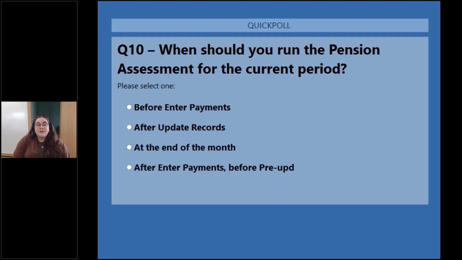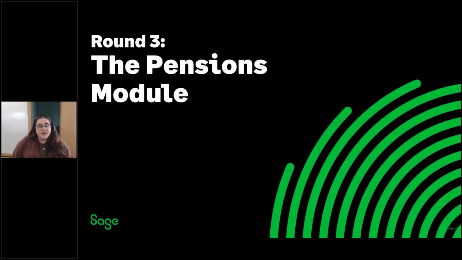Great, so question number 10: when should you run the pension assessment for the current period? Is it before enter payments? Is it after you update the records? Is it at the end of the month? Or after enter payments, before the pre-update reports? There we go. Perfect. Moving on to question number 11 then.